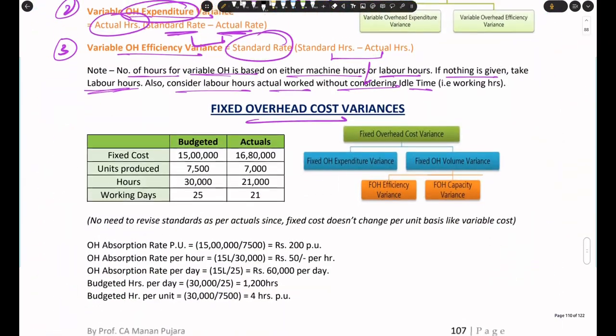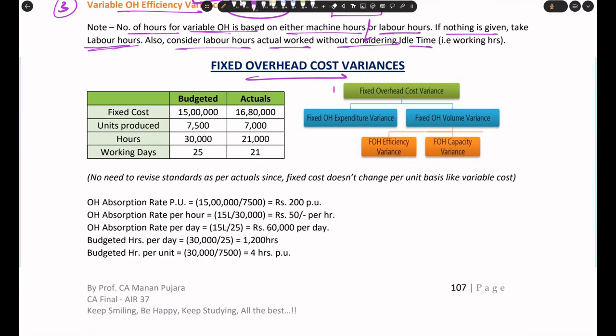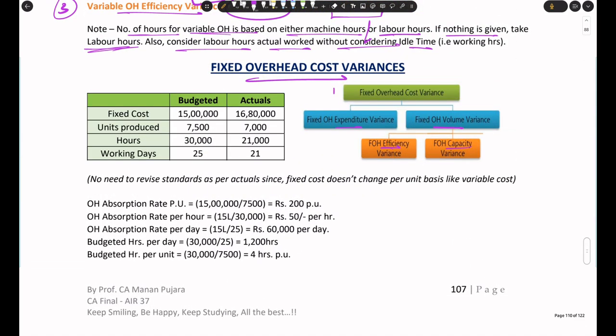Next we will move to fixed overhead cost variance. There are 5 types of variances. First is the fixed overhead cost variance, second is expenditure variance, third is volume variance, fourth efficiency, fifth capacity variance. Fixed overhead is somewhat confusing, so I consider it at the inter level. Let's see what the understanding level is at the final. Let's just start with the example itself.